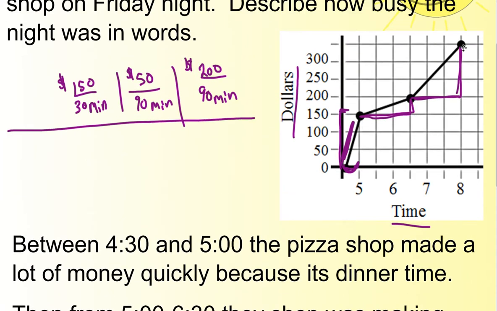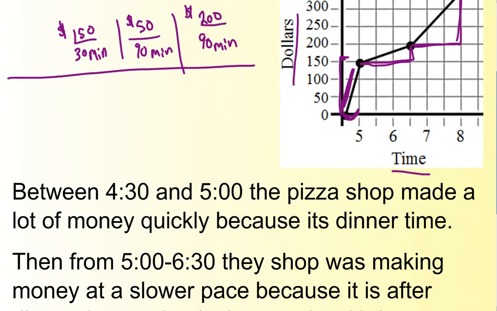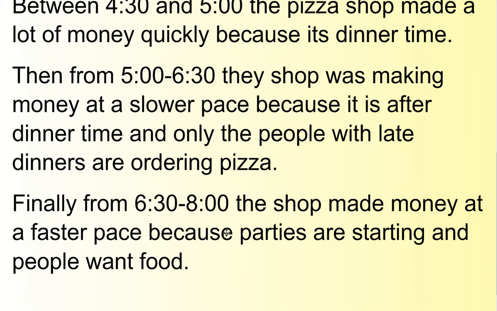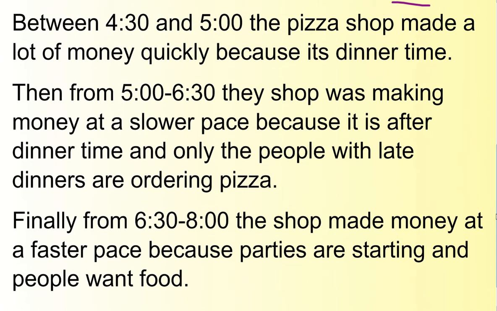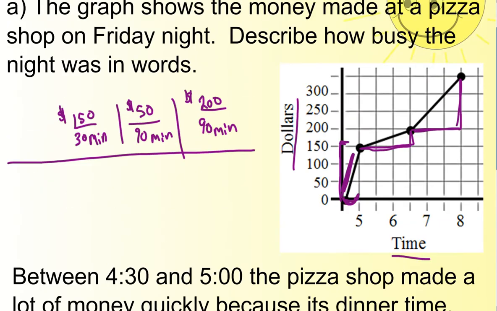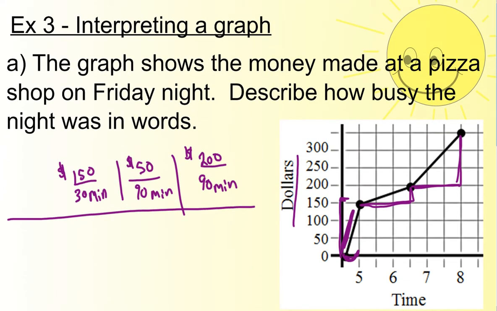Then finally from 6:30 to 8 o'clock, the rate kicked back up again because parties are starting and people want food. Okay? That's kind of what we're going to be doing. We're trying to interpret what's happening, not just stating the facts that happened. We're going to try to interpret them a little bit and put some reasoning behind the scenario on why the graph looks the way it does. Okay?